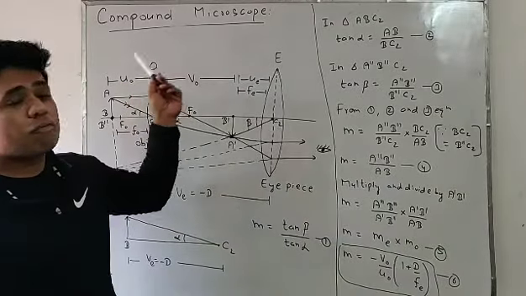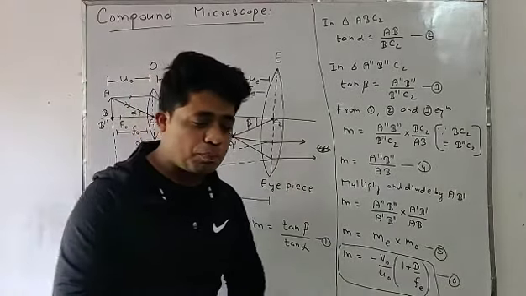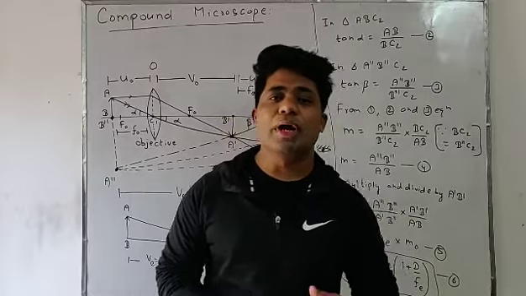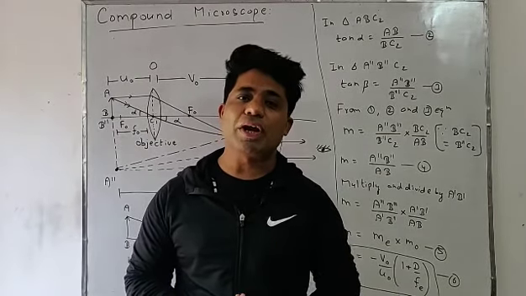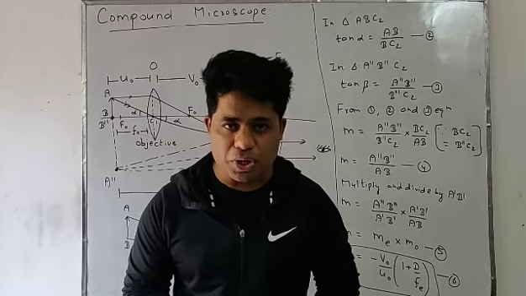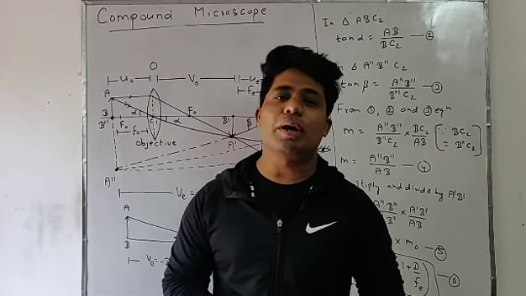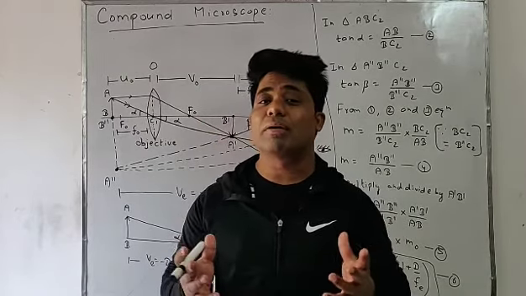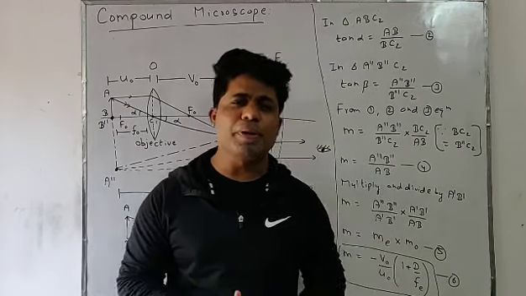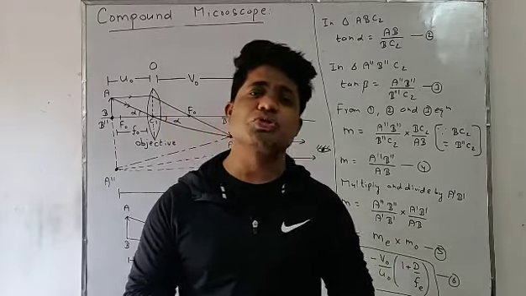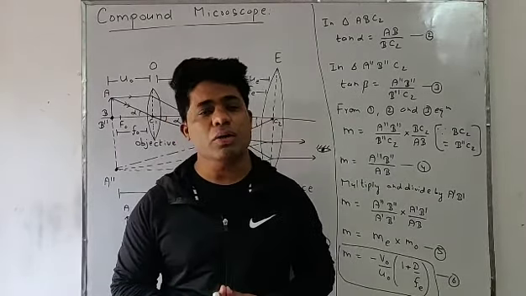First of all, we'll discuss the definition of a compound microscope. What is a compound microscope? It is an optical device that is used to see a magnified image of a tiny object. A good quality compound microscope can magnify and enlarge the object up to 1000 times. So simply, it is an optical device that is used to see a magnified image of a tiny object.